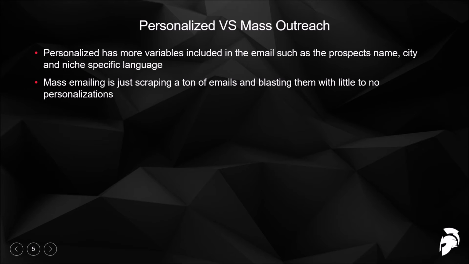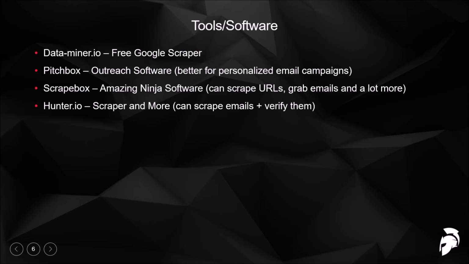And then also for the personalized, you want to narrow down the list. So you get the idea. I don't want to ramble too much here, I'm getting long-winded. Going into the tools and software, these are a few tools that I've used that I do like. Dataminer.io is a free Google scraper. If your budget is low, you can get a bunch for free. There is a paid option, but the free option is pretty much all you need.